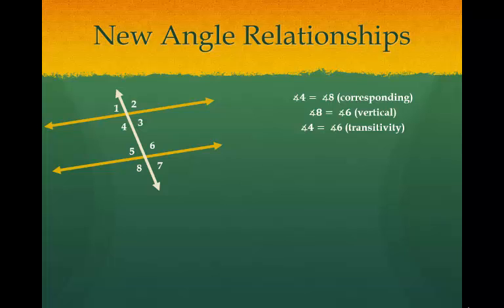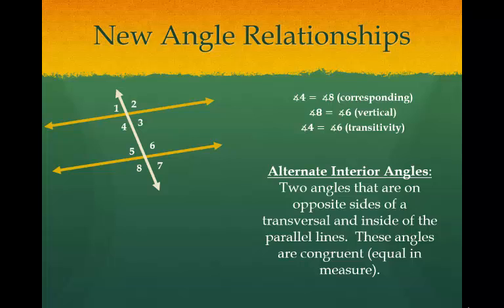These angles are called alternate interior angles, as they are on opposite sides of the transversal and inside the parallel lines. Again, through our reasoning, alternate interior angles are congruent, or equal in measure. The other pair of alternate interior angles in our figure are 3 and 5. So 3 and 5, and 4 and 6, are alternate interior angles.